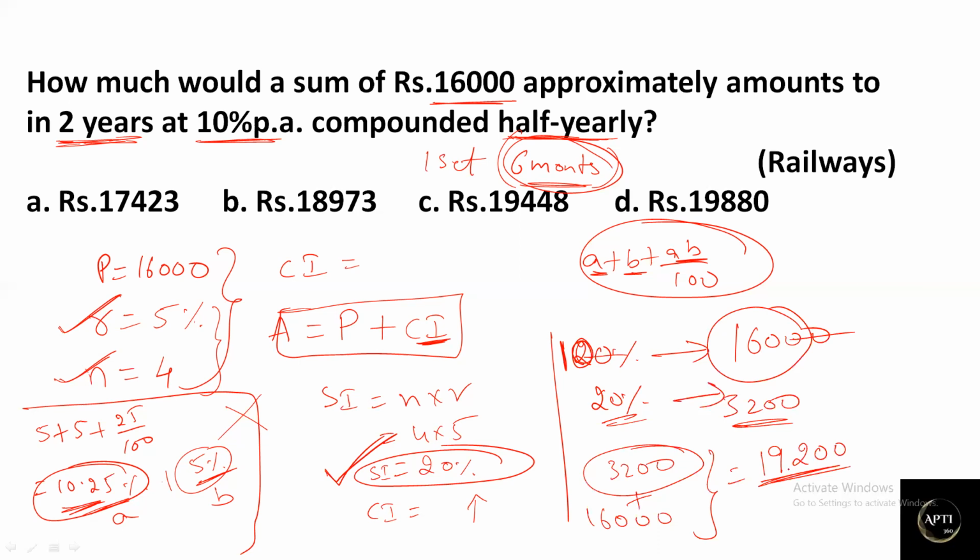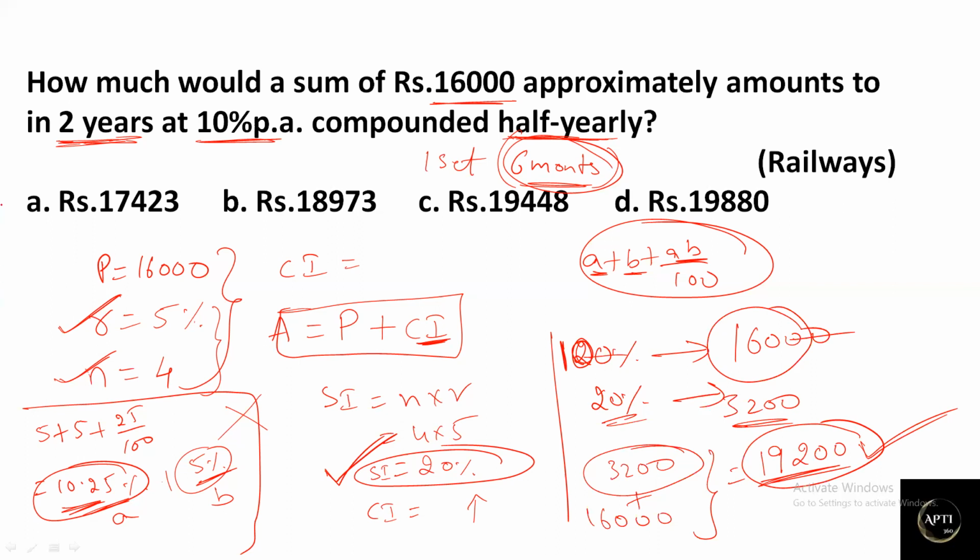Correct? 19,200. What does this 19,200 mean? It is the total amount it will become with that interest, with the rate of interest as well as number of years. Okay, now we got 19,200. For sure we will know that the answer will be slightly greater than 19,200, correct?